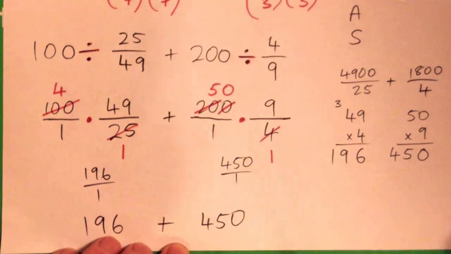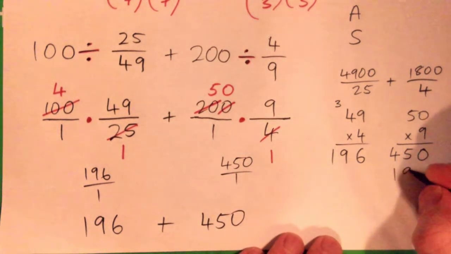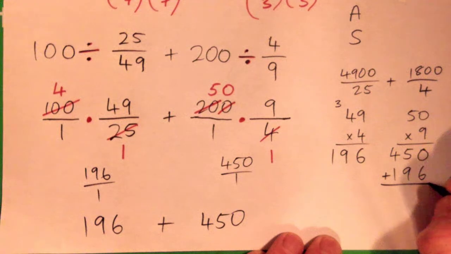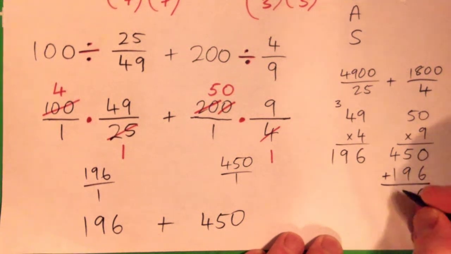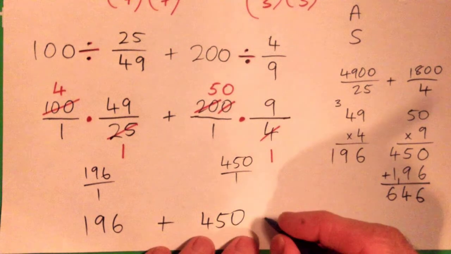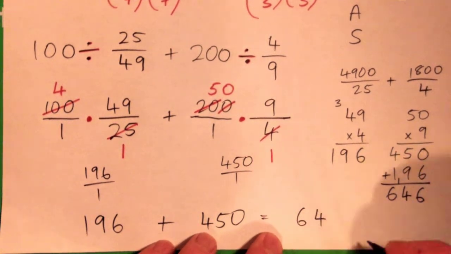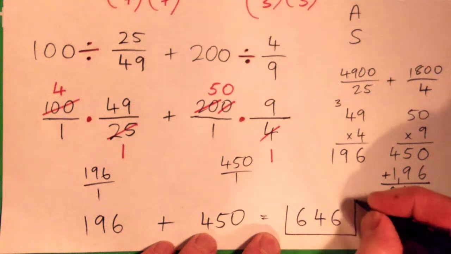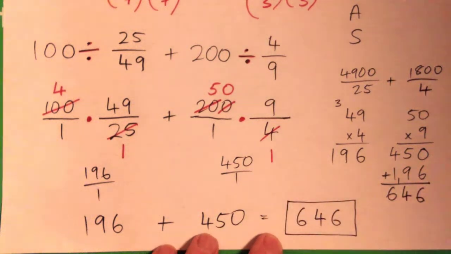So add them together: 196 plus 450. 6 plus 0 is 6, 9 plus 5 is 14, carry 1, and 1 plus 1 plus 4 is 6. So we should get 646. Okay with that?